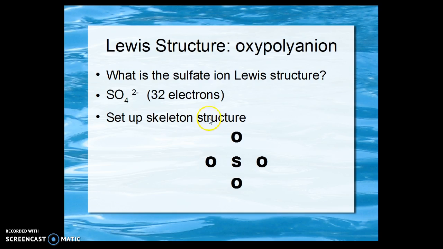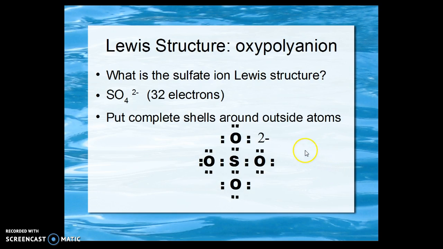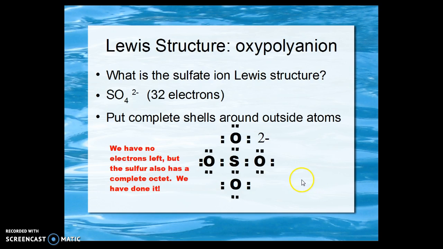Well, we set up the skeleton structure. Sulfur is in the middle because it's less electronegative than oxygen. We put complete shells around the outside atoms, and we see 8, 8, 8, and 8. Each oxygen has a complete octet, but since there's a bond between the sulfur and the oxygens, the sulfur also has a complete octet, and so this is a complete Lewis structure.